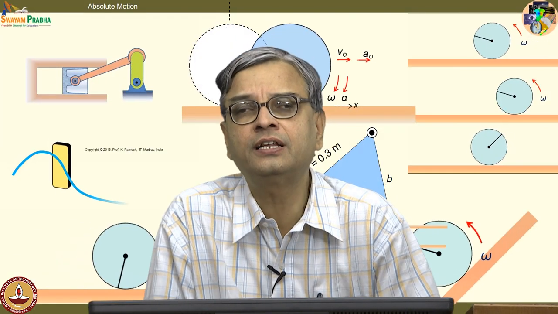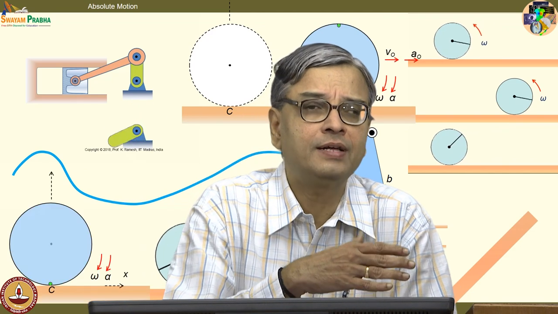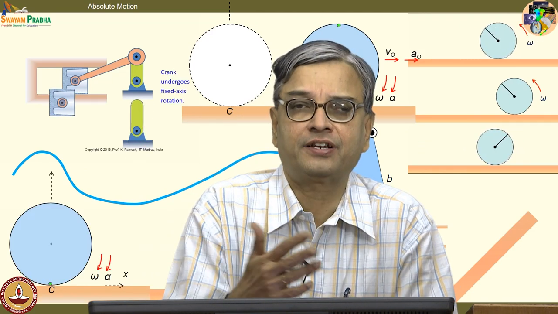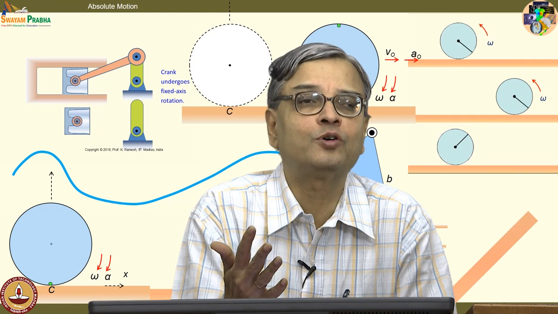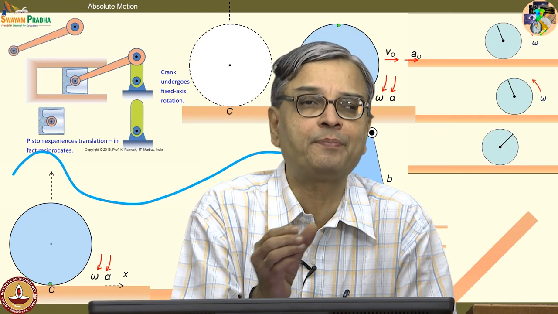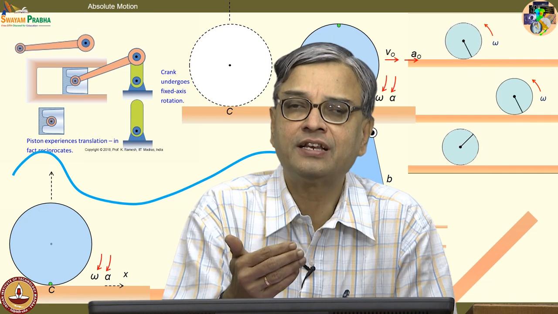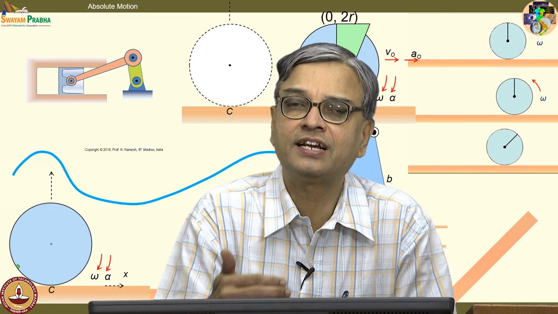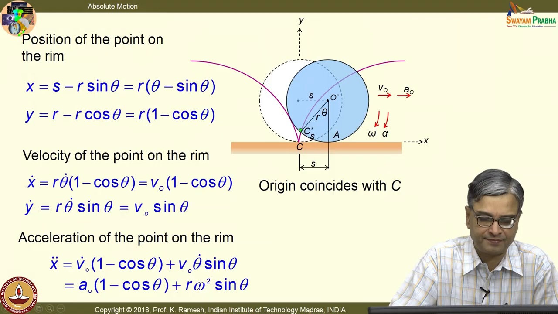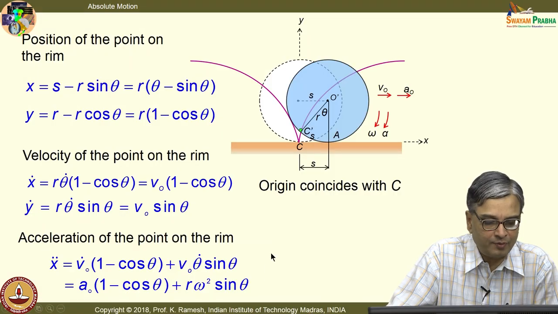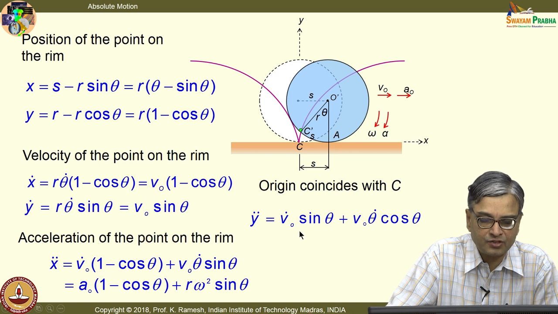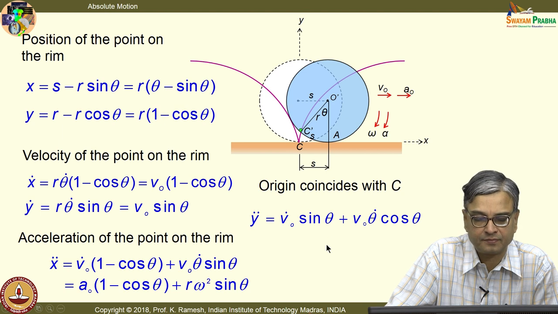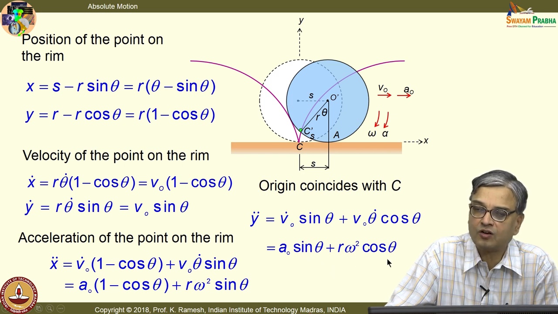In absolute motion, you should be in a position to get a configuration, how the relative motion takes place. And if you are able to depict that, differentiate and get the velocity, differentiate and get the acceleration. I can also get y double dot, that is v naught dot sin theta plus v naught theta dot cos theta, that is reduced to a naught sin theta plus r omega squared cos theta.